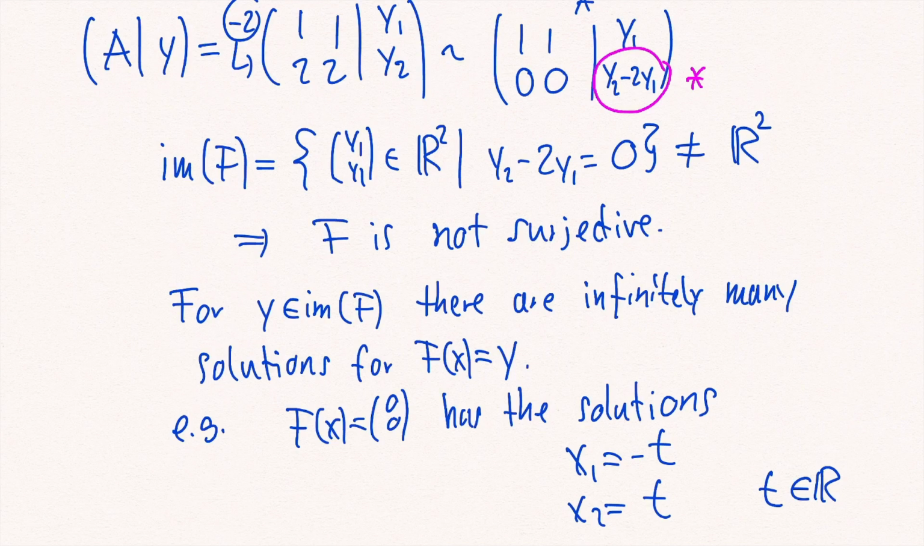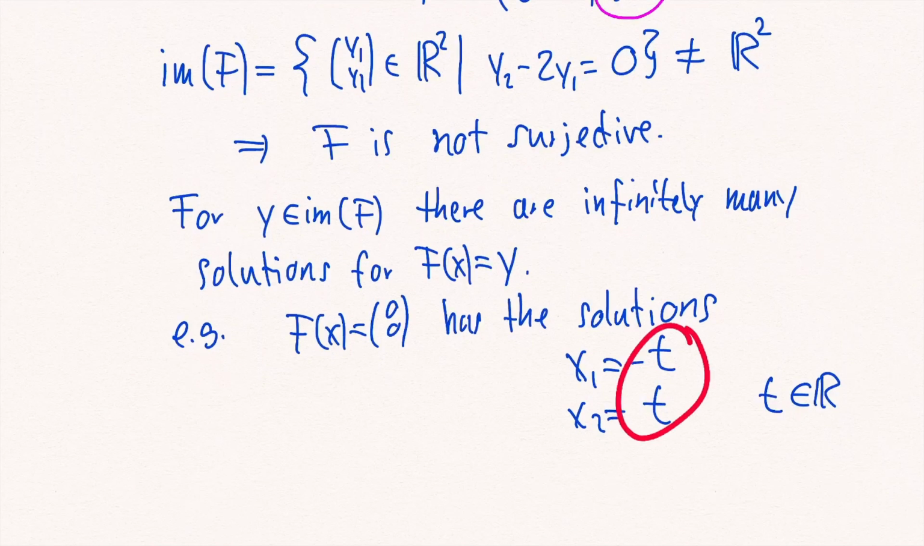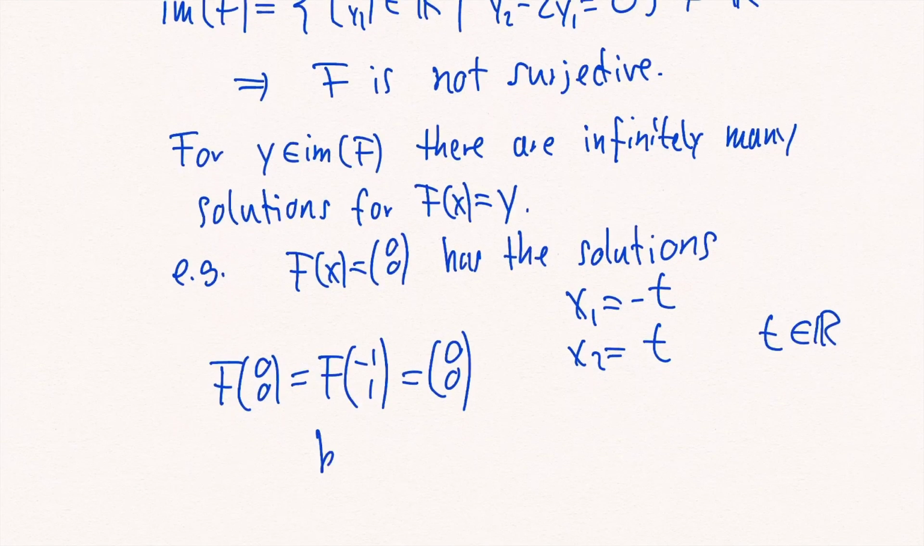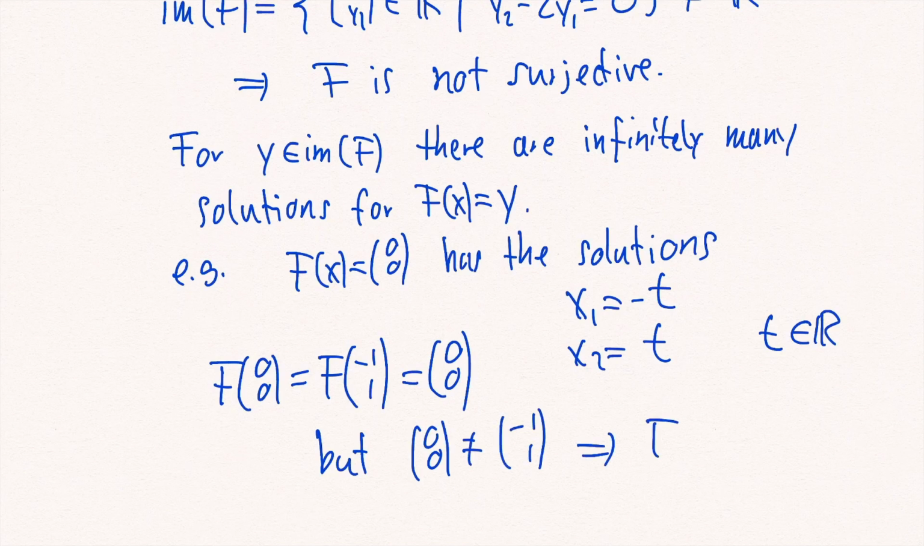And then we see that for example, choosing t equals 0, we see that f of 0, 0 equals 0, 0. But also if we choose t equals 1, this is the same. So we can choose f of minus 1, 1. Both of them give 0, 0. But the vector 0, 0 is not the vector minus 1, 1. So f is not injective.